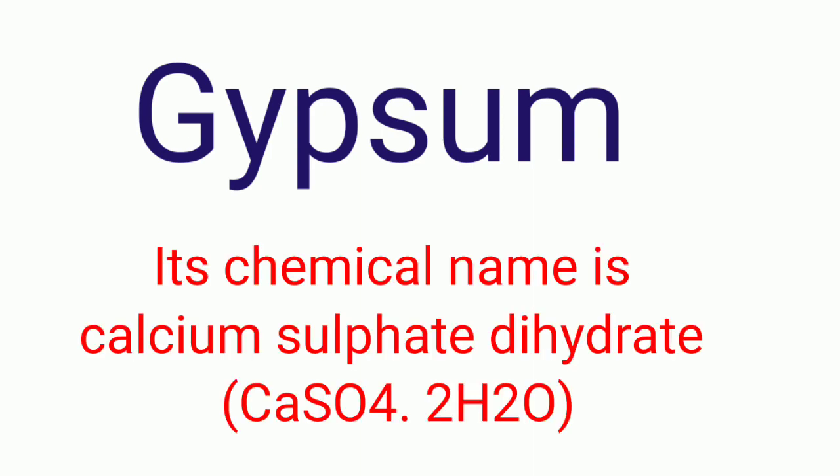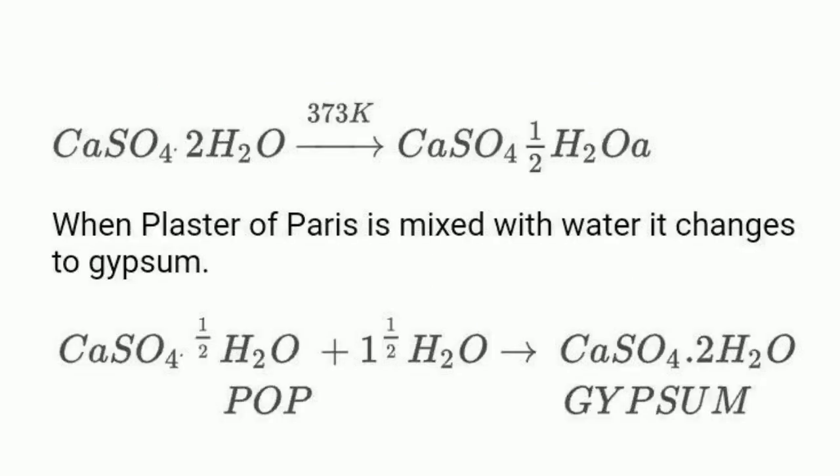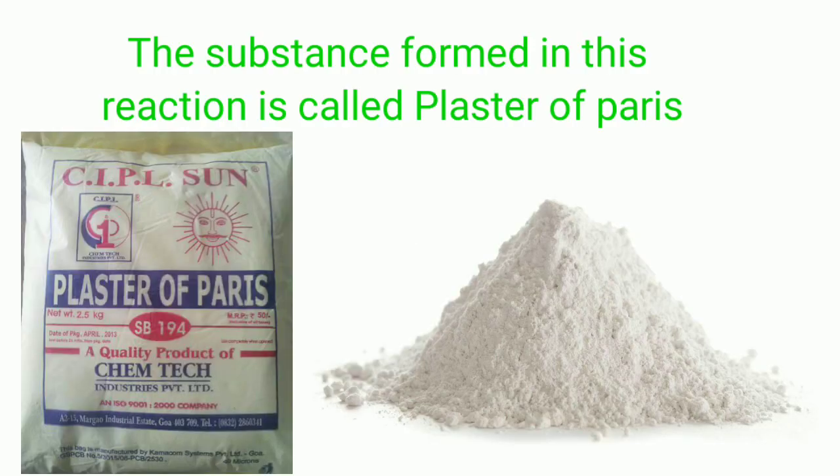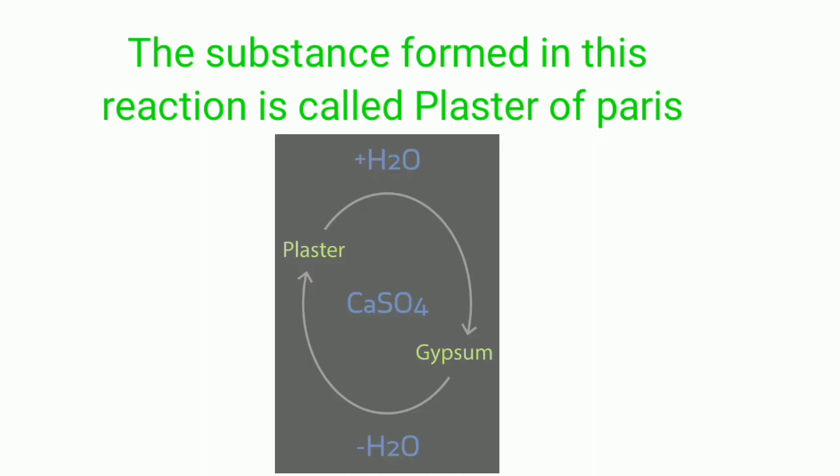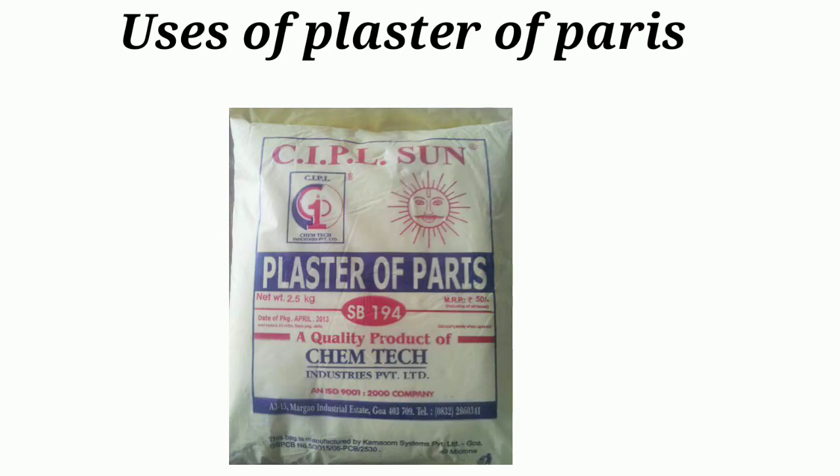The chemical formula is CaSO4.2H2O. If you heat gypsum at 373 Kelvin, it loses water molecules and becomes calcium sulfate hemihydrate, which is CaSO4.½H2O. The substance produced is called plaster of Paris, which is a white powder. If we add water to the plaster of Paris, it changes back to gypsum, giving a hard solid mass.